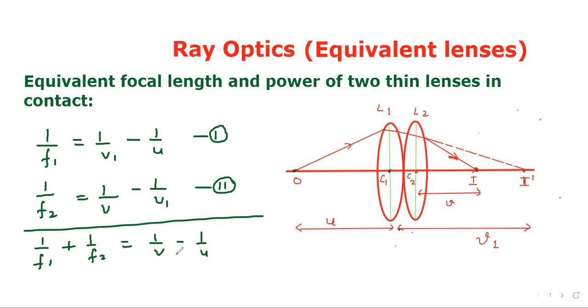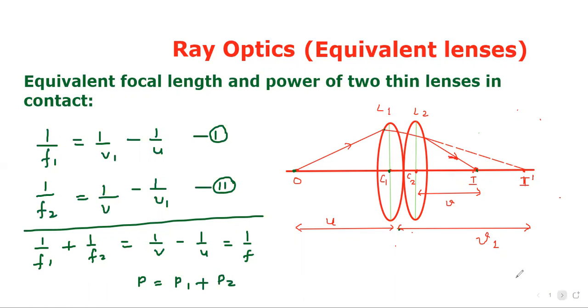And we know that 1 upon V minus 1 upon U equals 1 upon F. So we can say the combined focal length F will be 1 upon F equal to 1 upon F1 plus 1 upon F2. Combined power, since 1 upon F is P, so P equals P1 plus P2.